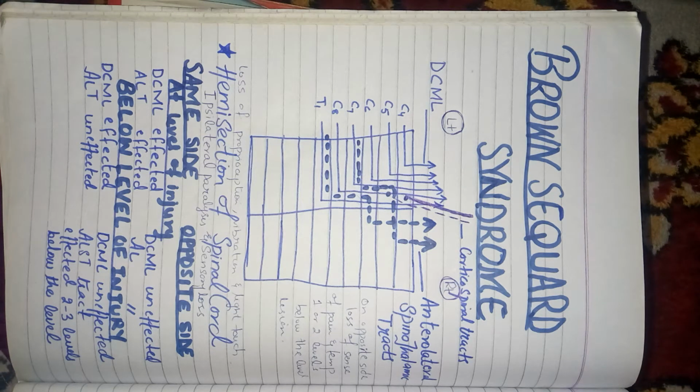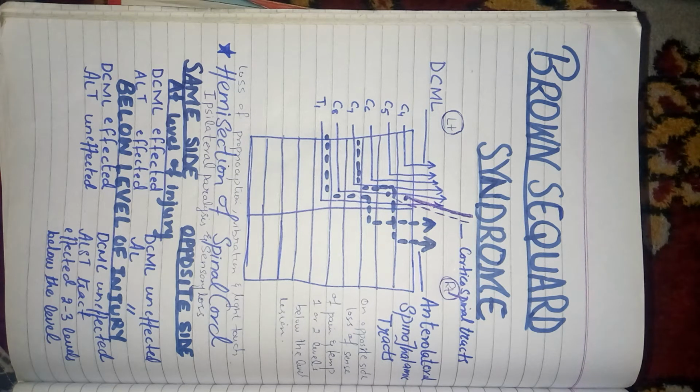So first of all, what is Brown-Séquard syndrome? Brown-Séquard syndrome is a syndrome that describes a collection of signs and symptoms that results from injury of the spinal cord on one side. In short, it is known as the hemisection of the spinal cord. That means that one side, either left or right, of the spinal cord will get affected.